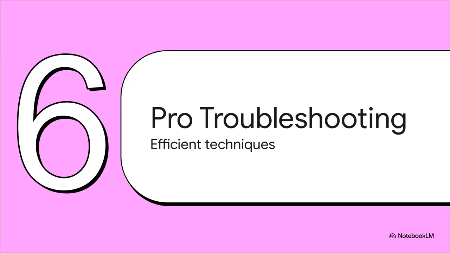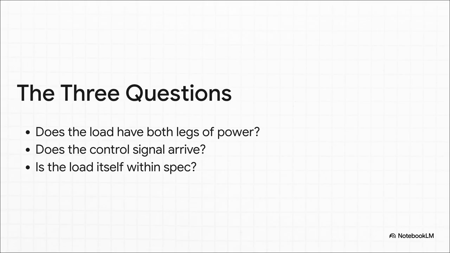And finally, Section 6, Pro Troubleshooting Techniques. Reading the diagram is really only half the battle. Let's look at how master techs apply this for ruthless field efficiency. When you walk up to a dead unit, I want you to ask these 3 master questions in this exact order. 1. Does the load have both legs of line power?